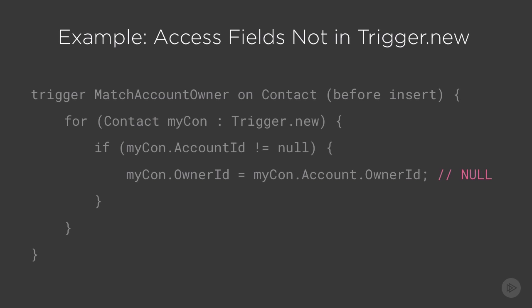So this trigger will save, but when we actually try to insert a contact in our org afterwards, we'll essentially be attempting to set our contact owner to null. Fortunately, that would give us an error message because every contact must have an owner. But keep this lesson in mind because Salesforce lets most other fields be set to null, and that could have some unexpected consequences for your triggers.